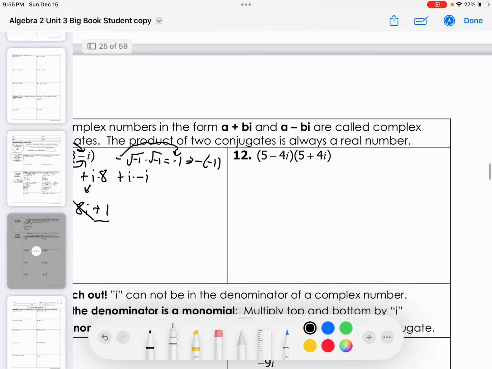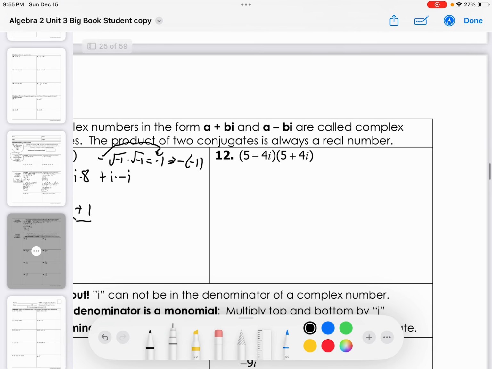So let's look at number 12. We have this 5 to distribute to the 5 and to the 4i. So we would do 5 times 5 plus 5 times 4i. Then I would distribute this negative 4i, so negative 4i times 5, and then negative 4i times 4i.